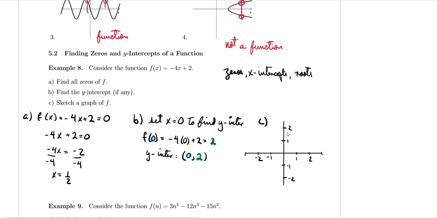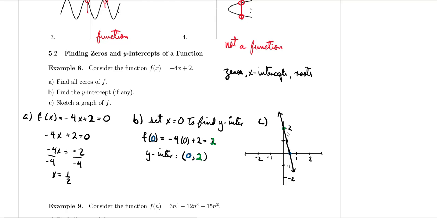So here's the grid, and our x-intercept was 1/2. So right about here. So here's x equals 1/2. Our y-intercept was at (0, 2). So there we go. These are the 2 points that we're using to make a sketch for the line. There we go. Very simple sketch.